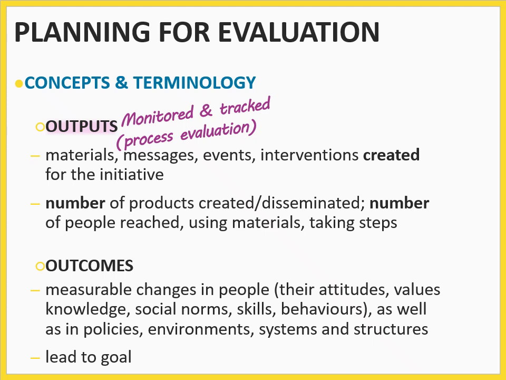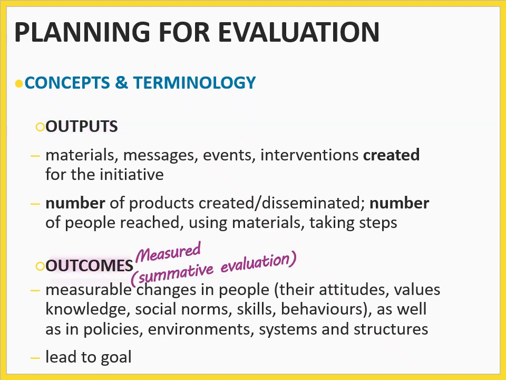So outputs are what you will monitor and track while the campaign or initiative is running. They are part of process evaluation. Outcomes are what you measure at the conclusion of the campaign or initiative. They're part of summative evaluation to see if you achieved your expected outcomes.